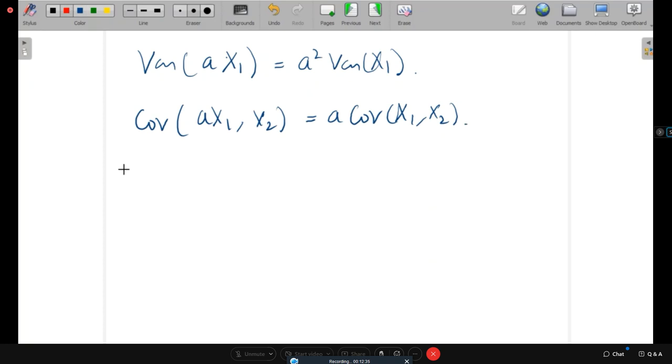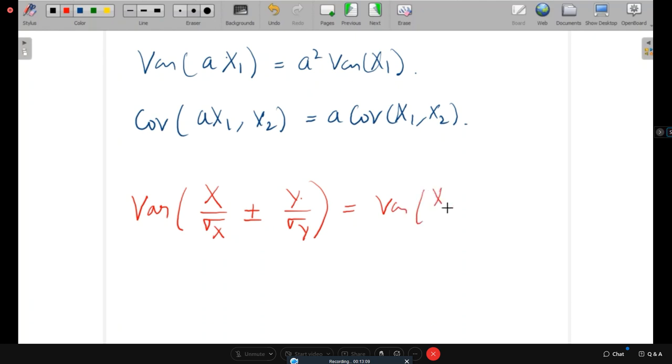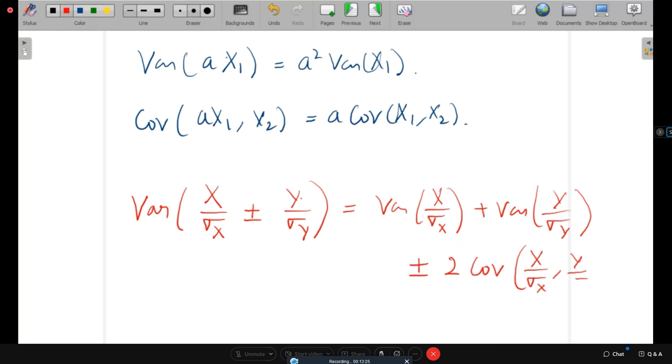Now look at this: the variance of x divided by sigma x plus or minus y divided by sigma y. I have these two random variables x and y, and I am dividing each by its sigma, which generates other random variables, x by sigma x and y by sigma y. Just as we have learned, it is going to be the variance of x by sigma x plus the variance of y by sigma y plus or minus 2 times the covariance of x by sigma x comma y by sigma y. For plus it will be plus, for minus it will be minus.